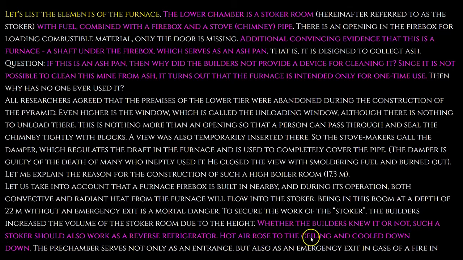Hot air rose to the ceiling and cooled down. So I'm not sure exactly what they're implying regarding this reverse refrigerator. This may be an error in translation that comes up on Google Translate. I'm not exactly sure what the technical name of this device is that they're implying, but again, they have some very, very interesting research that has connected this lower system in the chimney chamber to being a furnace for the production of carbon dioxide and carbon monoxide gases.